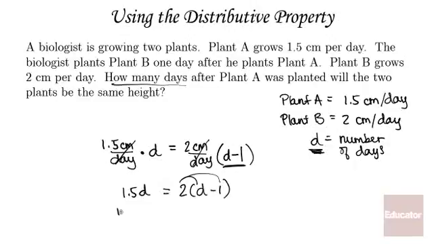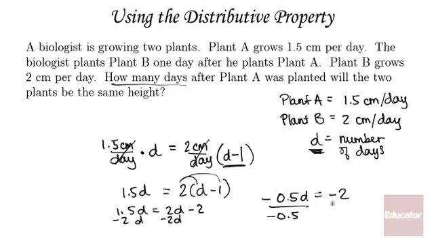So let's distribute: 1.5D equals 2D minus 2. And now I'm going to subtract 2D from both sides. And 2 minus 1.5 is 0.5D, and it's going to be a negative equals negative 2. And now we're going to divide both sides by negative 0.5. D equals, and I'm dividing 2 by 0.5, which I can't do with the decimal, so I'm going to move it once and move it once. 5 goes into 20, so D equals 4. So after 4 days, the two plants should catch up.